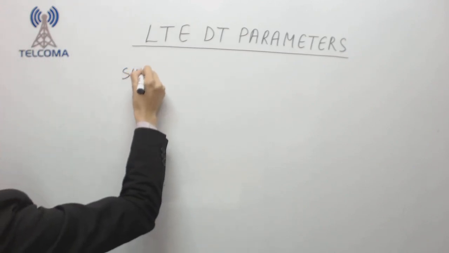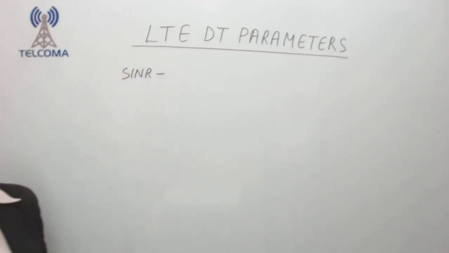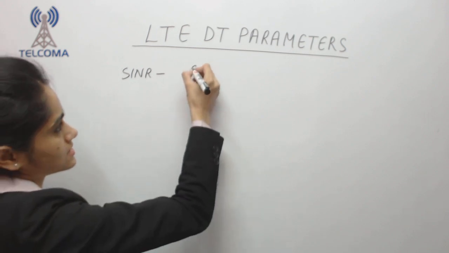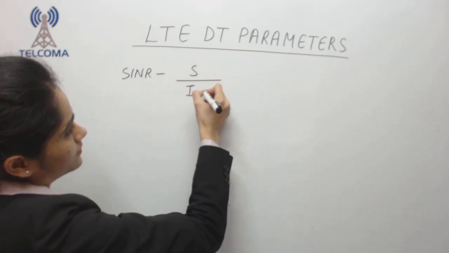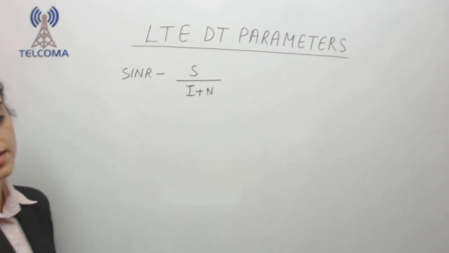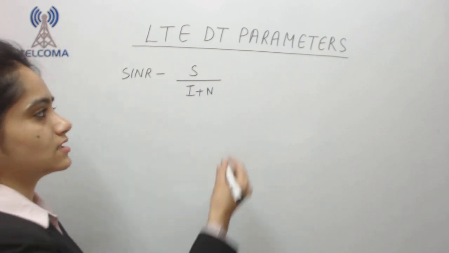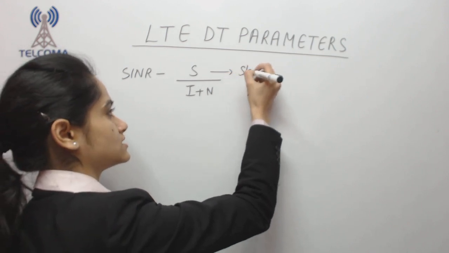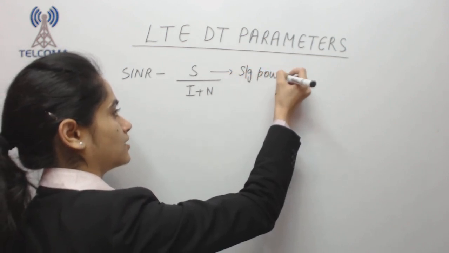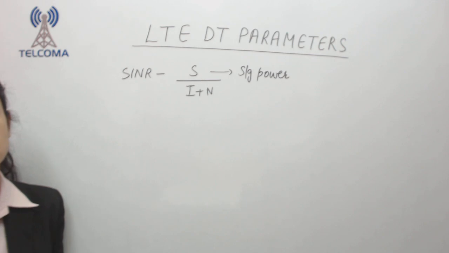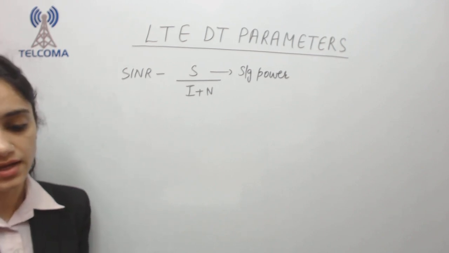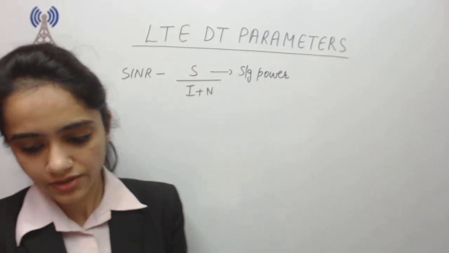SINR. SINR stands for signal to interference plus noise ratio, which is signal upon interference plus noise that we are receiving, where S is the average received signal power, I is the average interference power, and N stands for noise power.